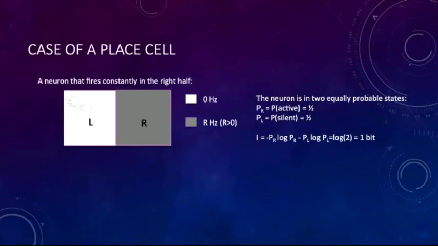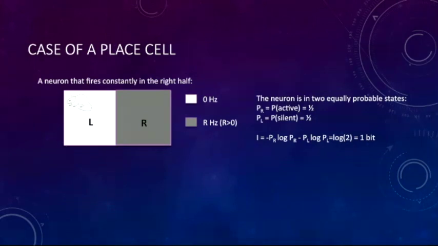Let's take a place cell. Now you know what a place cell is. It will fire constantly in 1/2 of the environment. So this is an environment, the animal runs there. Let's assume first that the animal spends as much time in the left as in the right half of the environment, and that when the animal is in this part, the cell will fire at a constant rate that I call R. R can be anything above 0. Okay? Just a constant spike rate.